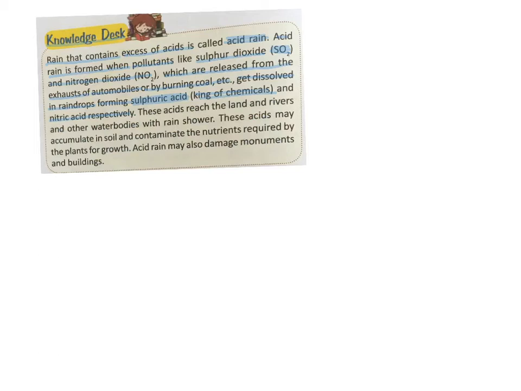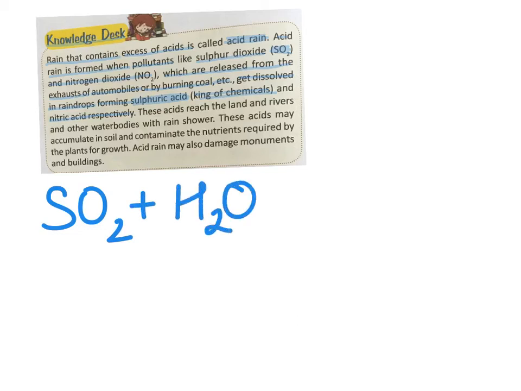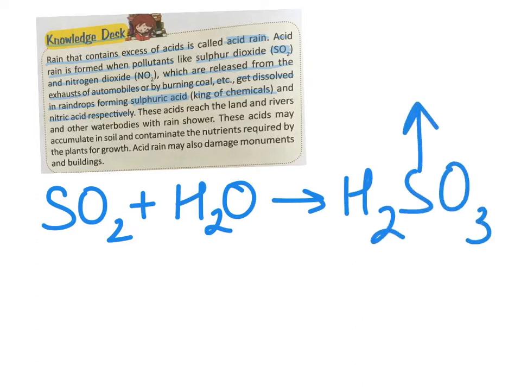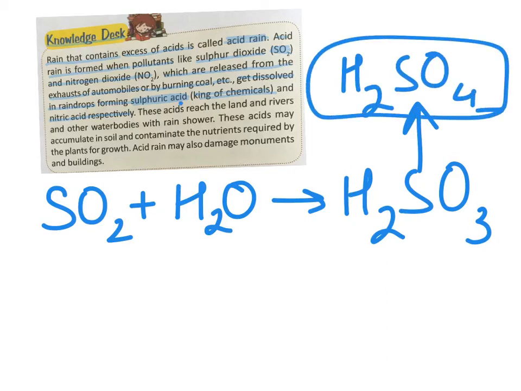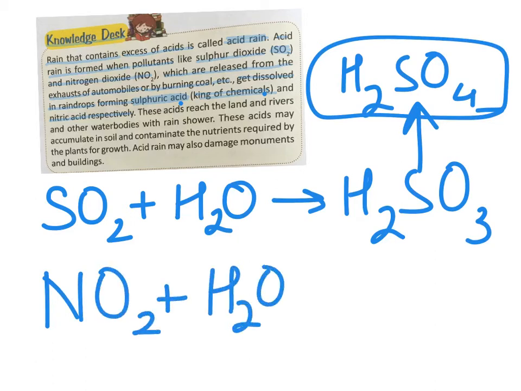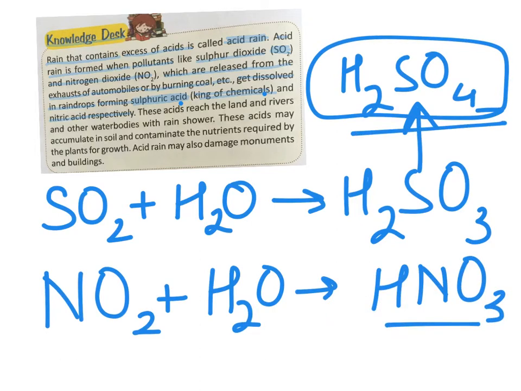Let's see how these reactions take place. SO2 is a gas. When rain comes, rain is a form of water. So when it dissolves with SO2, it produces H2SO3, which further converts into H2SO4, resulting in sulfuric acid, and you all know sulfuric acid is the king of chemicals. Moreover, NO2, when it gets mixed with water, produces nitric acid. So both these acids are present in that rain, resulting in the name acid rain.